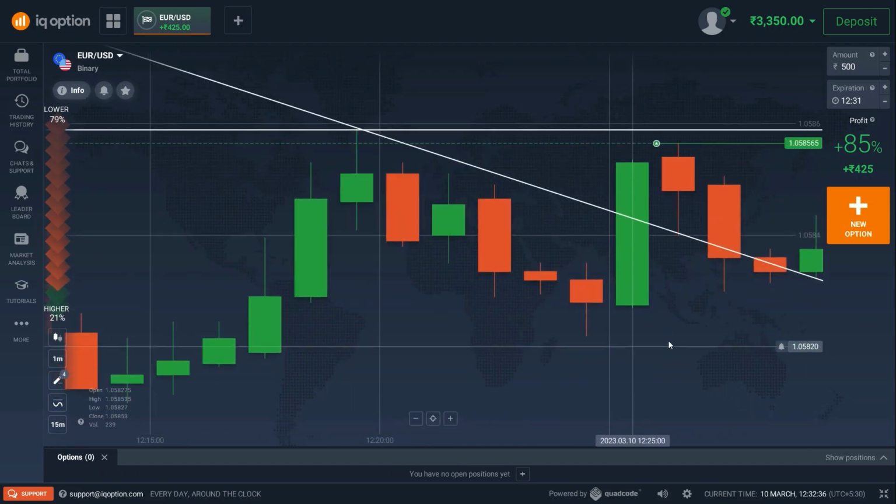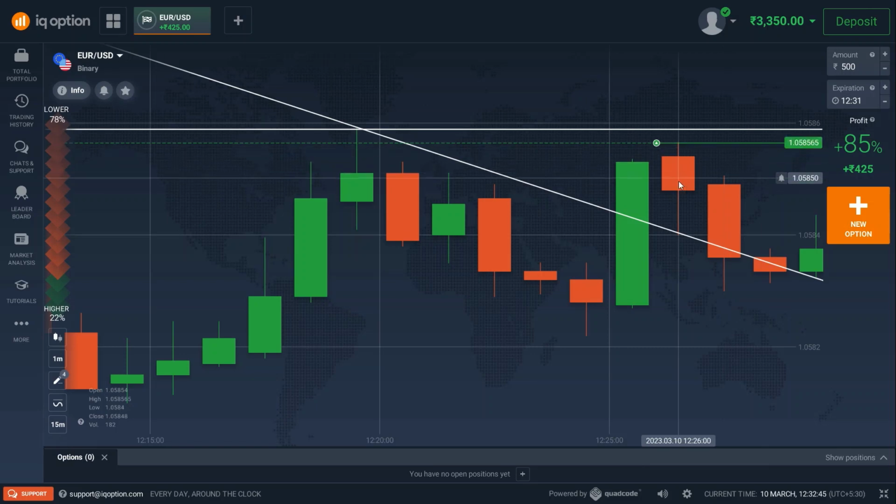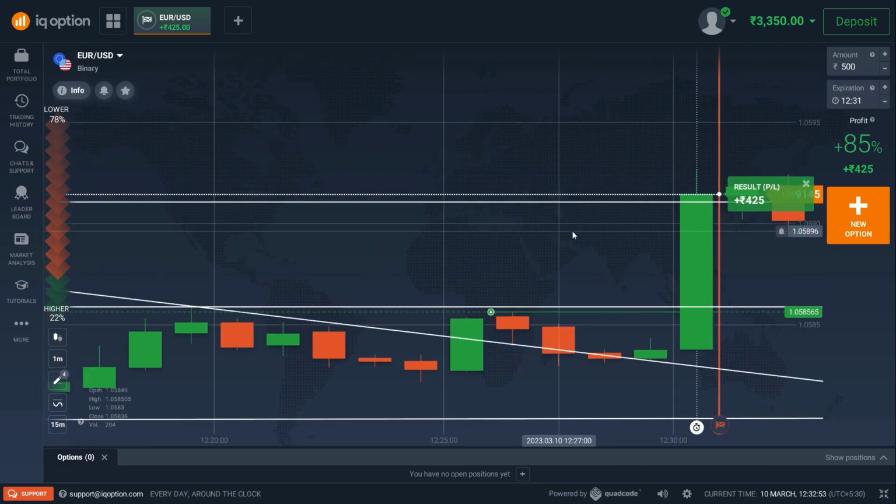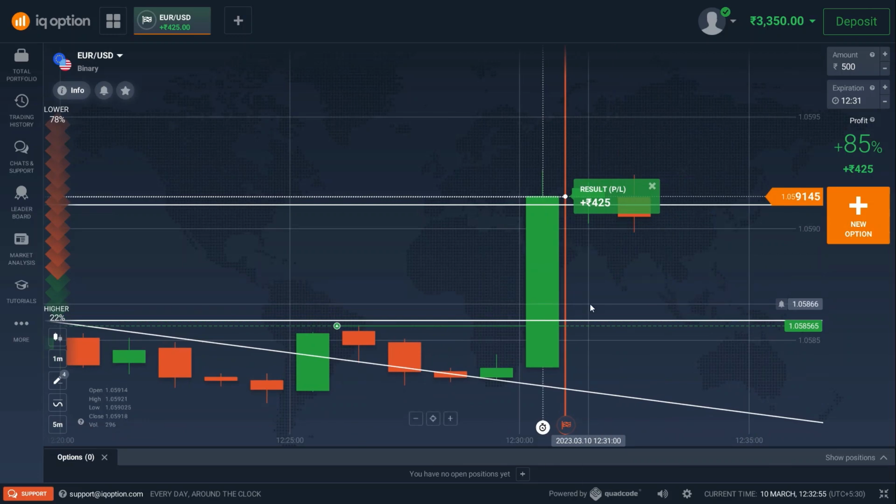This candle, however, failed to break that level, so me entering a trade over here was not a right entry. I should have waited for at least this candle to break above this level to understand that the buyers have become strong and would like to take control over the market now. But anyhow, we won the trade.